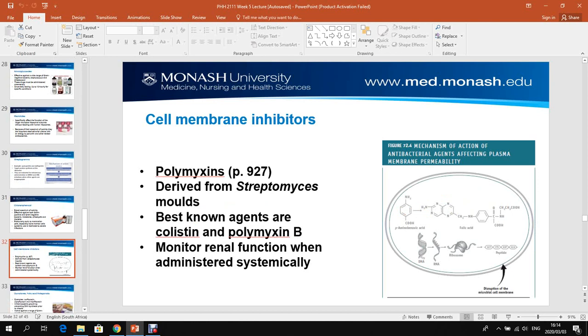Okay. Then let us look at drugs that inhibit the cell membrane. They target and disrupt the cell membrane, creating pores, and these pores release ions from inside the cells, disrupting the function of cells and killing them. An example is polymyxins, which are derived from Streptomyces moths, these are like yeast moths. A good example also is colistin and polymyxin B. When administering such drugs, it's important that you monitor kidney function, because if the kidney is not functioning properly, they might accumulate in the body, forming toxic levels.